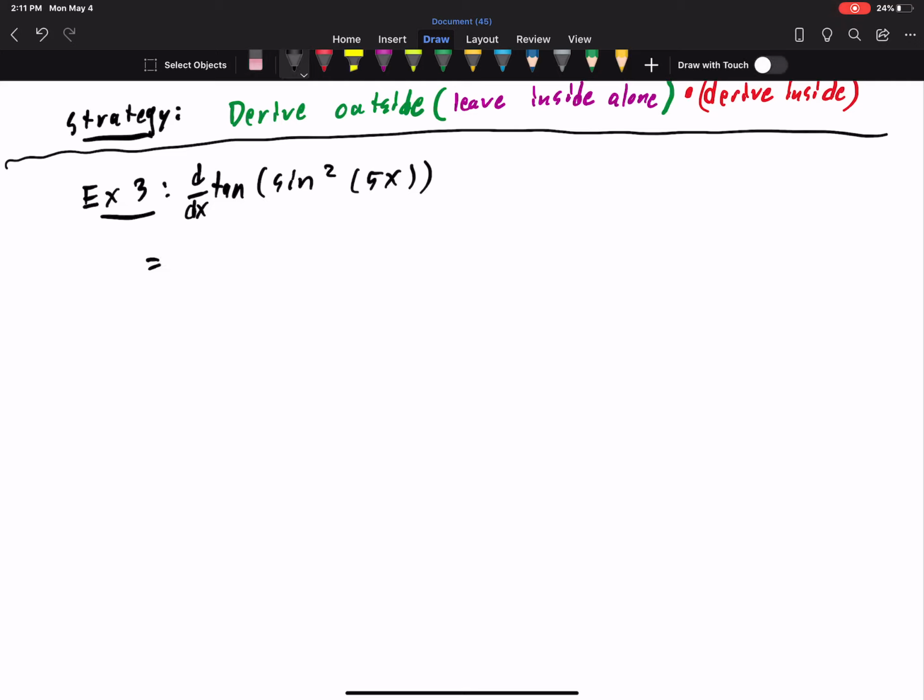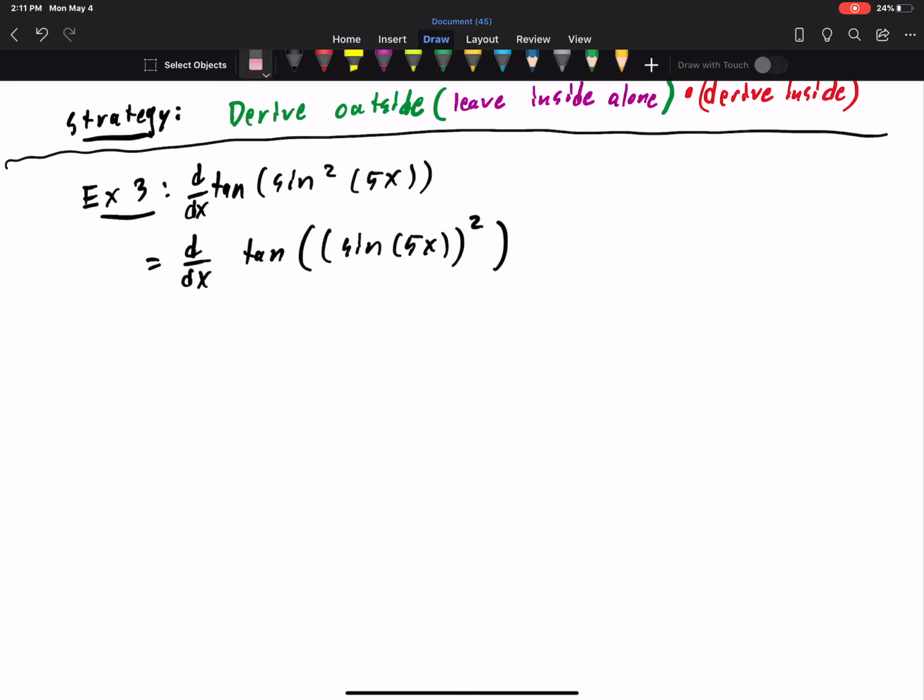So let me just rewrite this as tangent of sine of 5x, squared, on the inside of this tangent here. So basically I just converted this so that it had a power of 2 on it instead of just having the 2 on the sine. Just changed notation. Nothing weird going on there. You've done it probably 1,000 times by now.